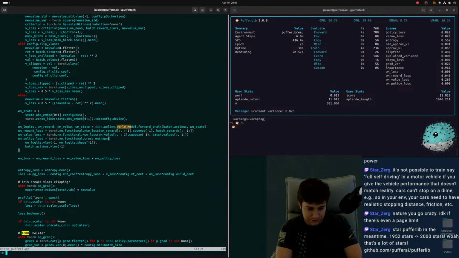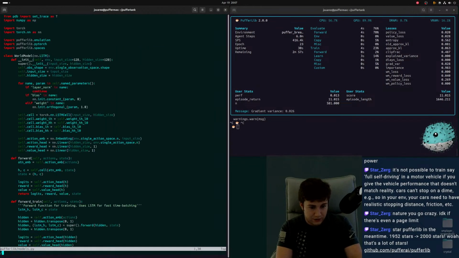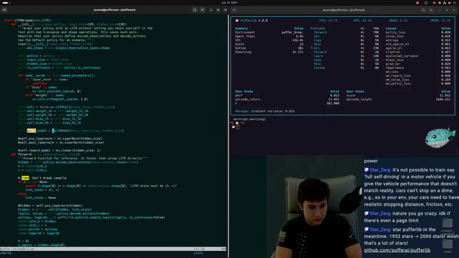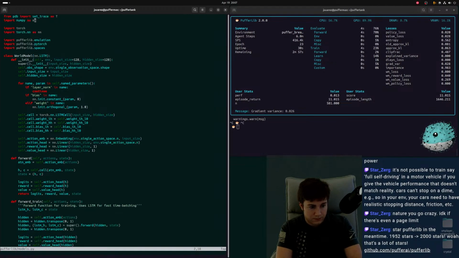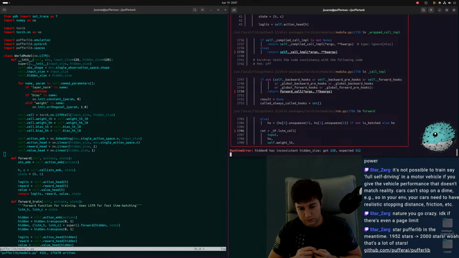Just make it bigger. I doubt this does anything. Just do like 4 times input size, something like this. See if that does anything. Inconsistent, yada yada.